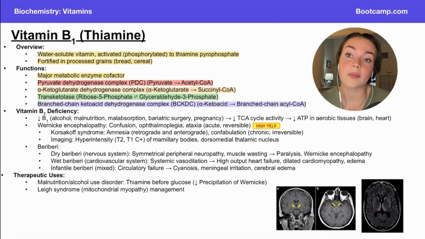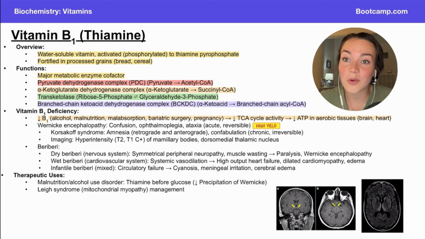So let's talk now about vitamin B1 deficiency. Some of these concepts should be familiar to you, as I believe we've talked about them earlier on in the biochem unit. A decrease in vitamin B1, which can come from alcohol, malnutrition, malabsorption, bariatric surgery, as well as pregnancy, all of those conditions predispose you to a B1 deficiency, will cause a decrease in TCA cycle activity.